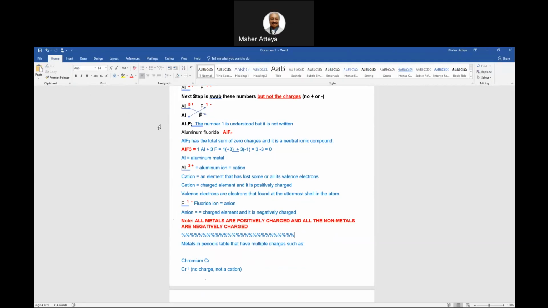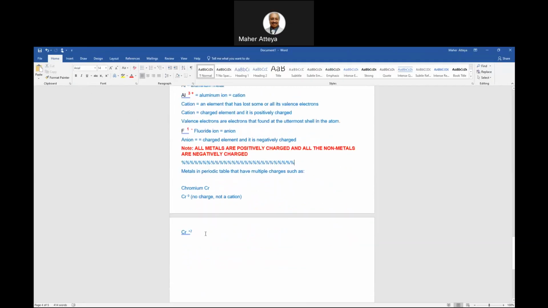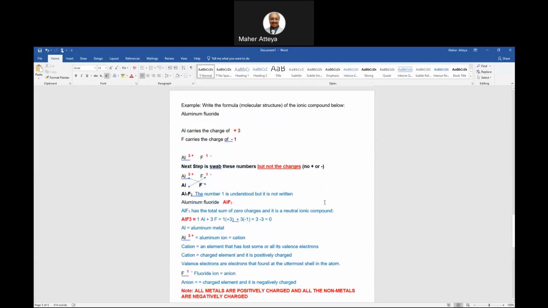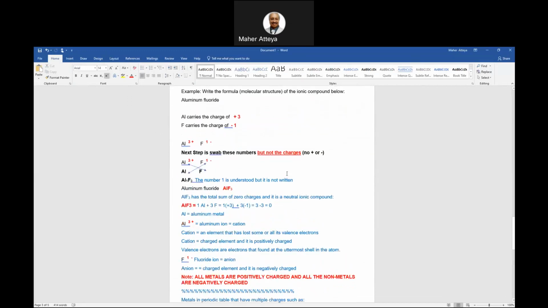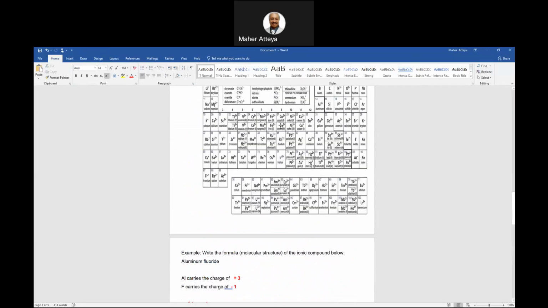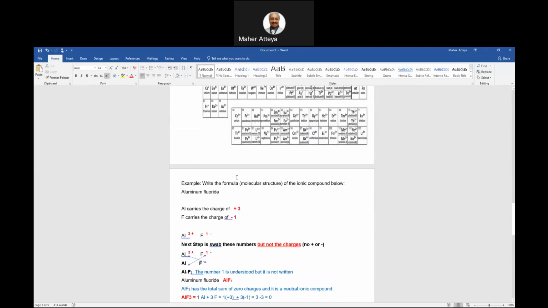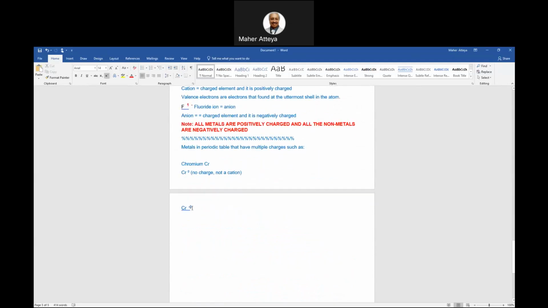But metals are not accepting. They give away their electrons easily. Non-metals take in those electrons. So chromium has 2 positive, so I can write 2 positive here. Chromium has 2 positive, and chromium near manganese and vanadium is 3 plus. So write it here.